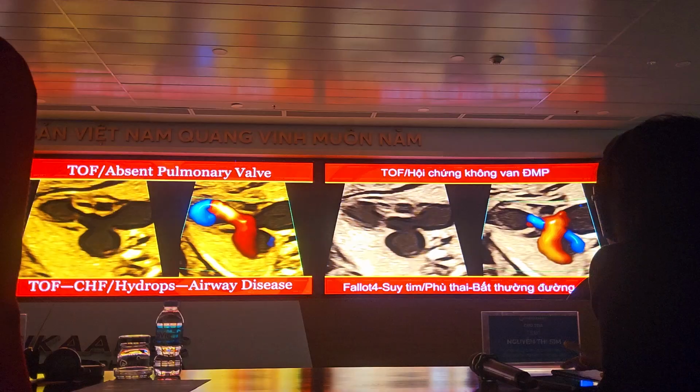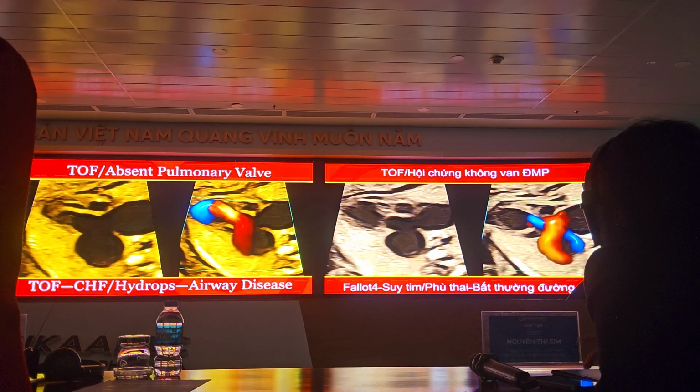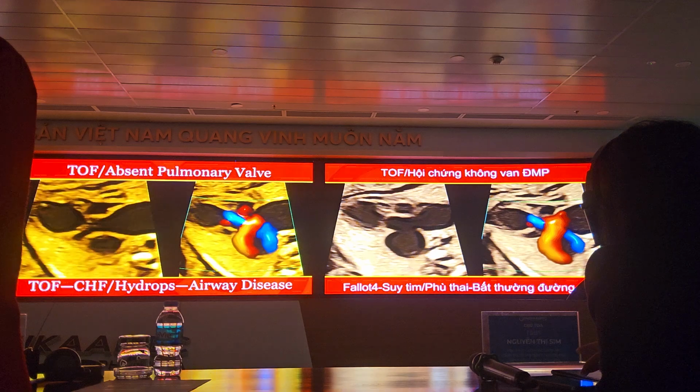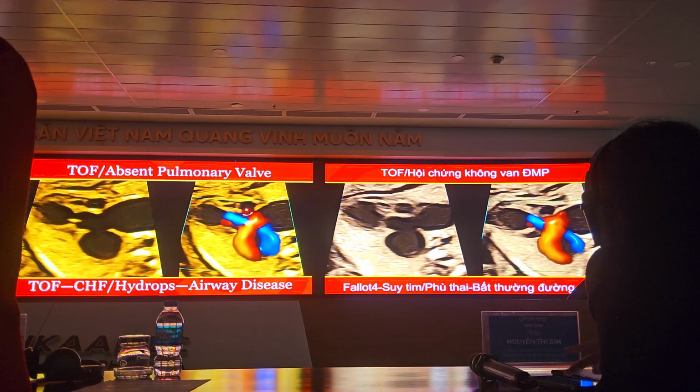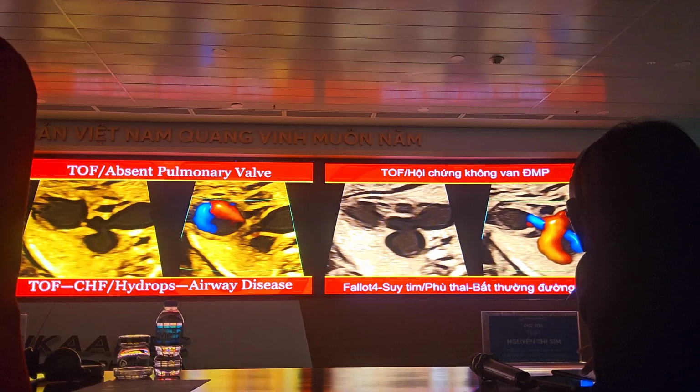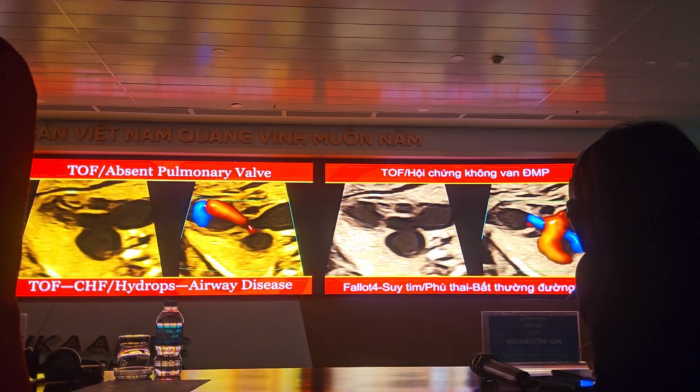So they get bigger and bigger, and what happens is they can get so big they can either cause the lungs to fail to develop, pulmonary hypoplasia, or they can cause airway obstruction by compressing the trachea.